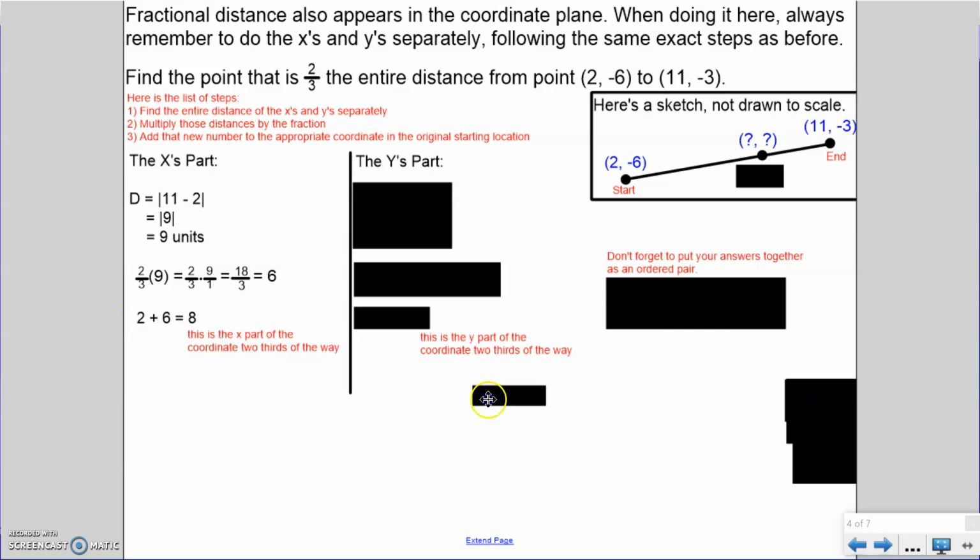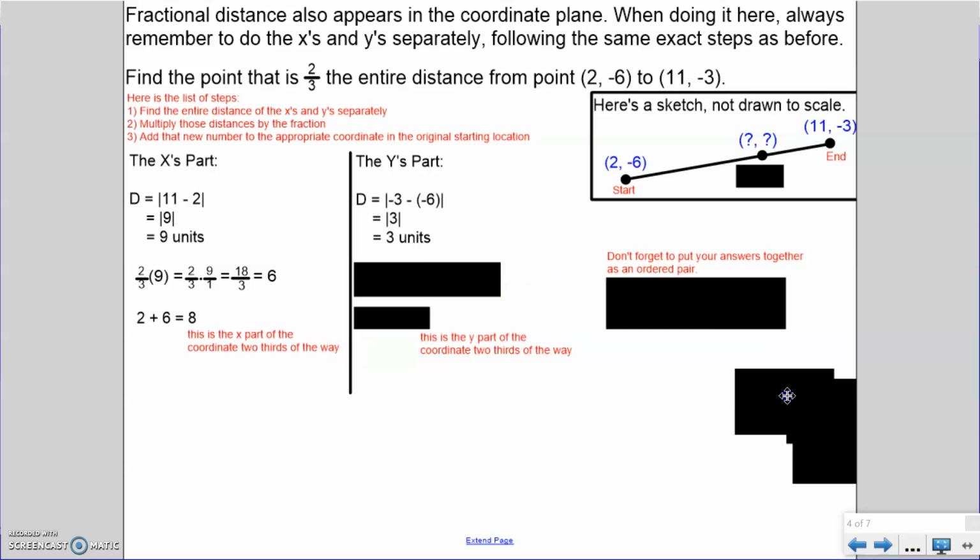Then I'm going to add it. So 2 plus 6 is 8. So this is the x part of the coordinate 2/3 of the way. Same idea for the y's. So -3 minus -6. That's really -3 plus 6. That's positive 3. Obviously positive stays positive 3.